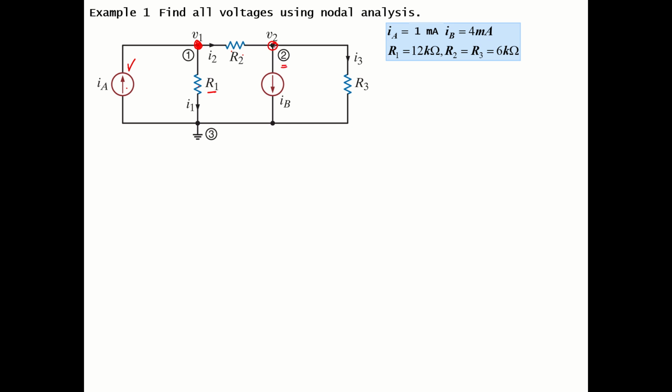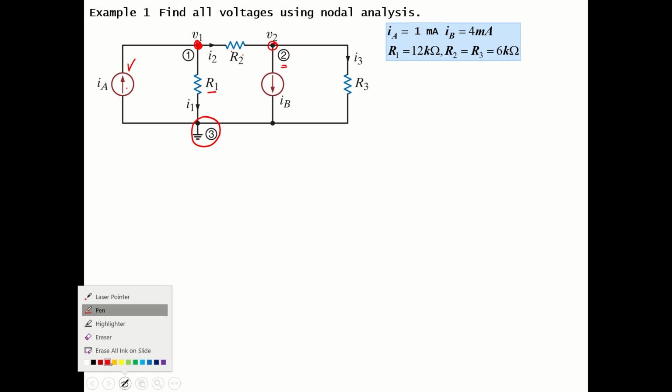We label this node as V2, and then we have our third node, which is our reference node. The reference node is typically labeled as ground, because all the currents will flow through the reference node, and we calculate all the voltages with respect to the reference node.